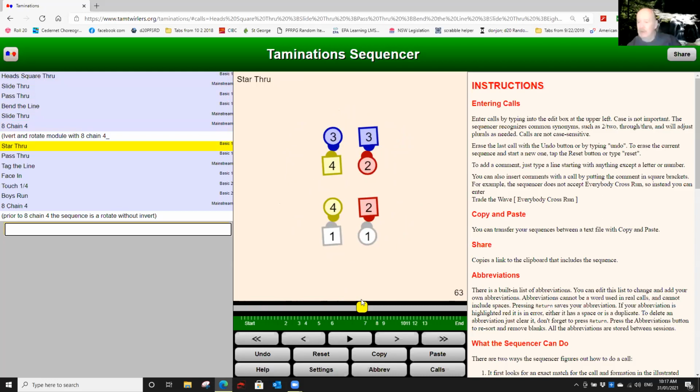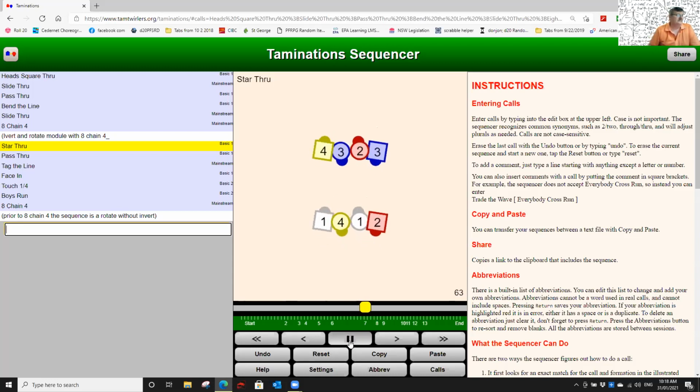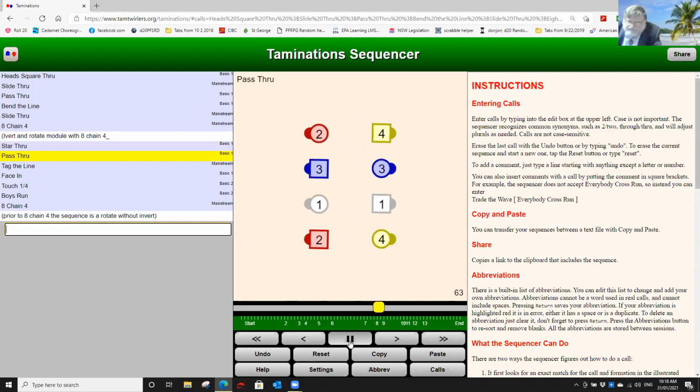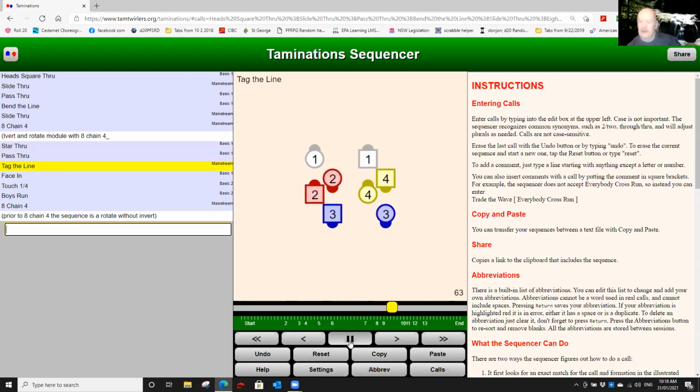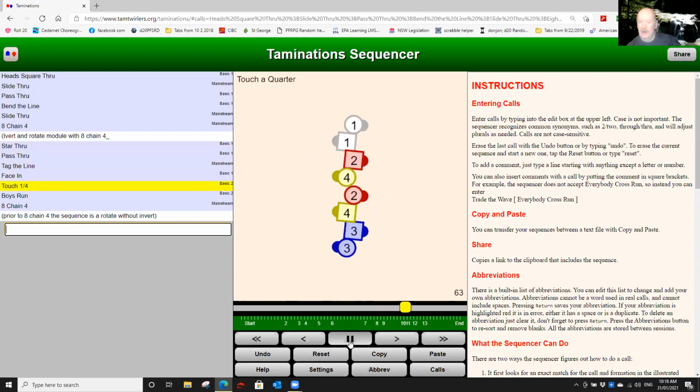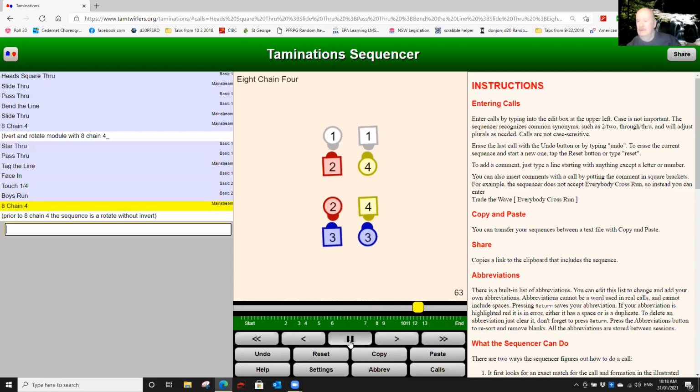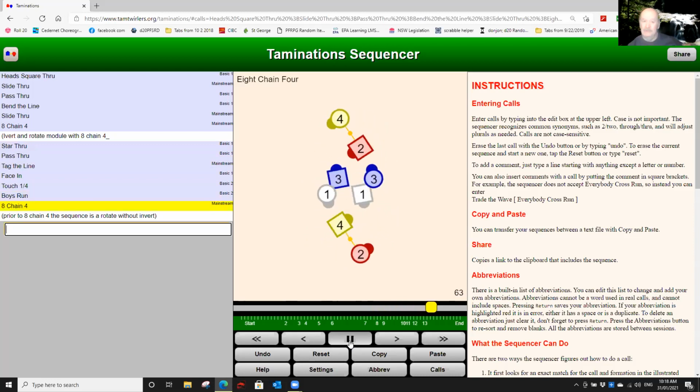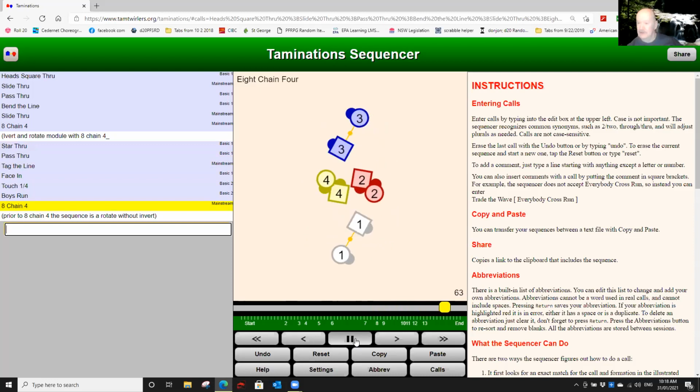Whereas on the second one there, I did a side square through. Right. I'm not inverting it. I'm keeping the exact same. It's a total zero, just rotated. Yeah. So the difference would be setting up for an 8-chain-4 rather than setting up for, say, relay the deucey.